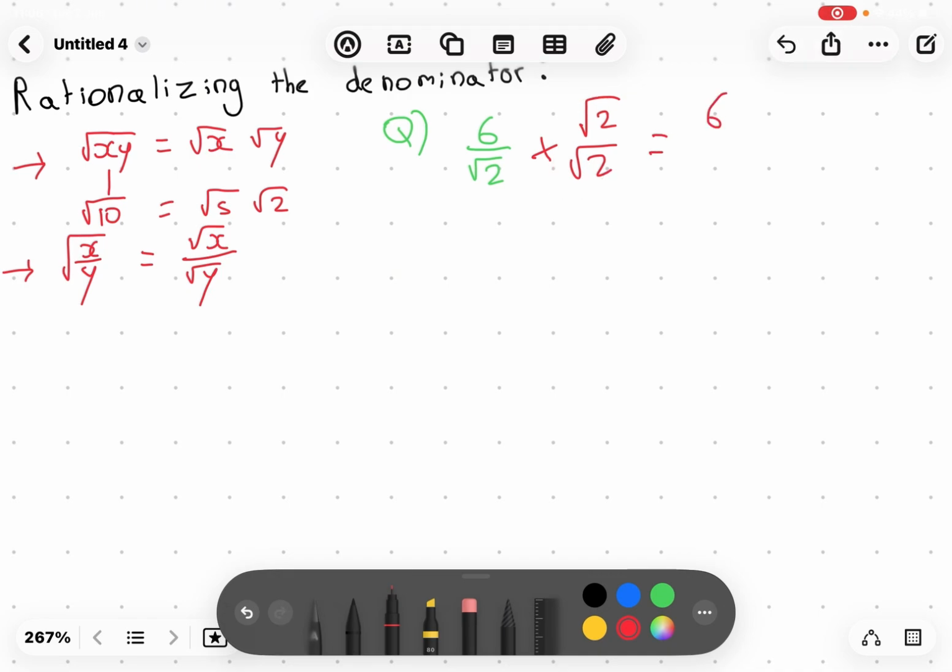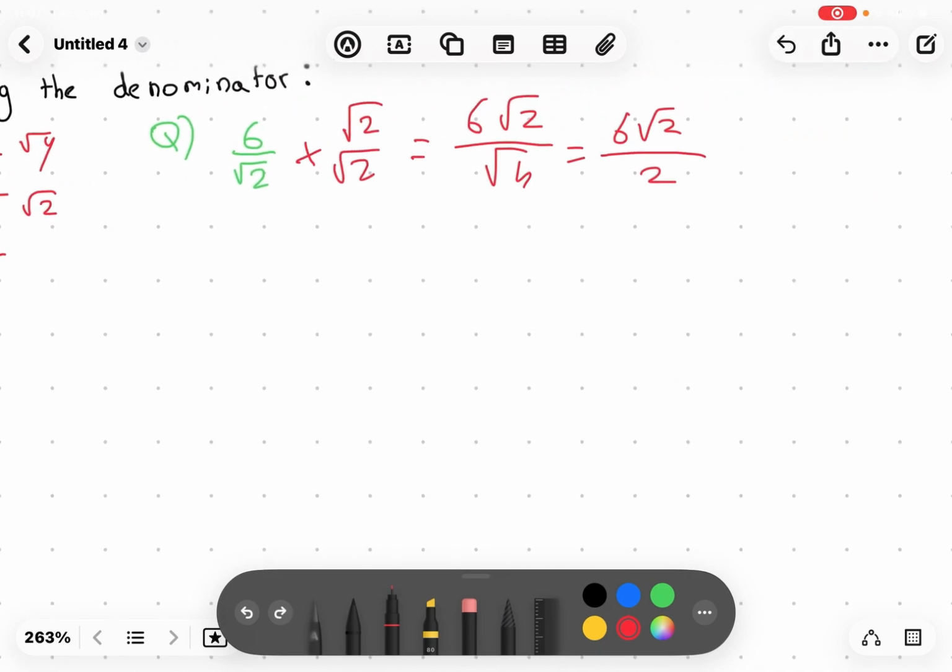So that equals 6 square root of 2, and that's fine. And then square root times square root is the square root of 4, and the square root of 4 is 2, because 2 times 2 is 4. Then we divide this by 2.